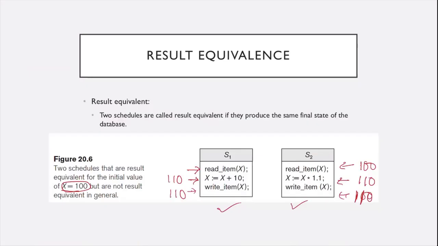But you can see the operations are totally different. It is just because of coincidence that they have got the same result. So result equivalence is a trivial equivalence, and it may be by coincidence.